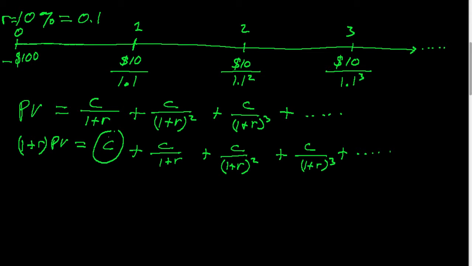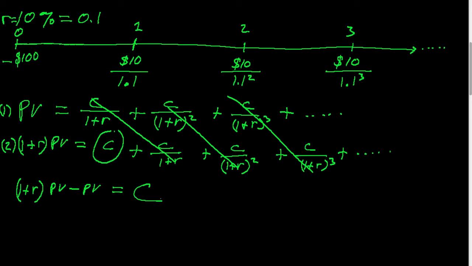So let's subtract equation 1 from equation 2, and we'll get 1 plus R times PV minus PV equals, all of these terms here are going to cancel. It's going to equal C. And if you simplify that, well, let's do it. 1 plus R minus 1 times PV equals C, or PV equals C over R. And that's the formula for the present value of a perpetuity.